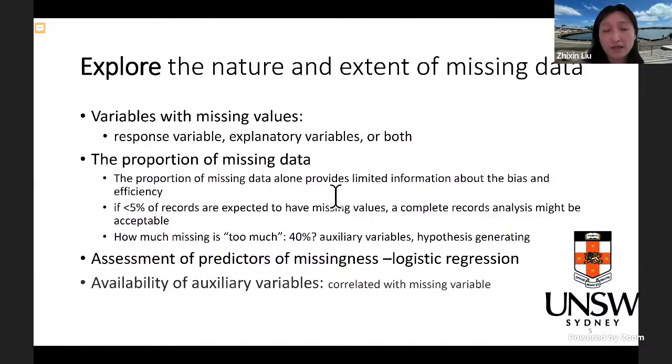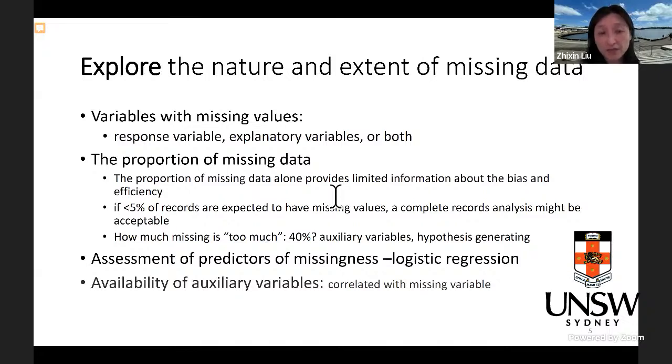But there are some rules of thumb, and the one in the literature that has had some agreement is when the percentage is low, as low as below 5% of the records. We generally expect it to be more ignorable, which means if we conduct a complete record analysis, that might be acceptable and at less risk of a biased estimate, so relatively unbiased.